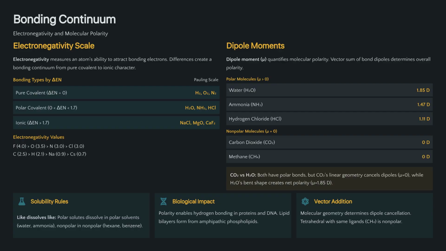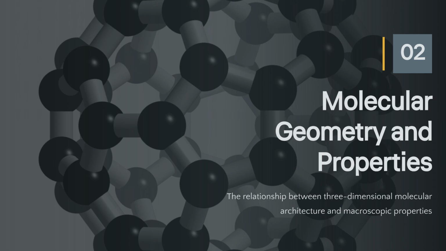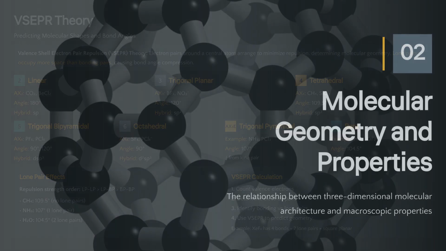Molecular polarity is quantified by the dipole moment, which is the vector sum of bond dipoles, and influences solubility and biological function. Next, we explore molecular geometry and properties, focusing on the relationship between three-dimensional molecular architecture and macroscopic properties.